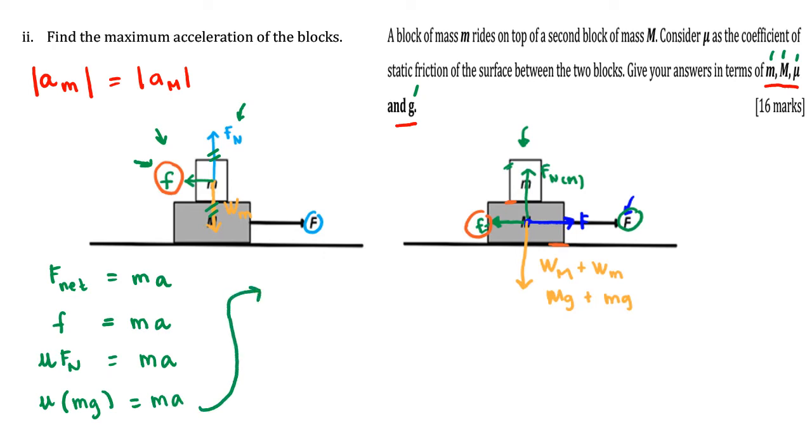Manipulating this equation, we could divide both sides by m, so that we cancel this out, and we will have a is equal to the coefficient of friction multiplied by acceleration due to gravity. So this is our maximum acceleration. And this acceleration is the same for both blocks, the big block and the smaller block.